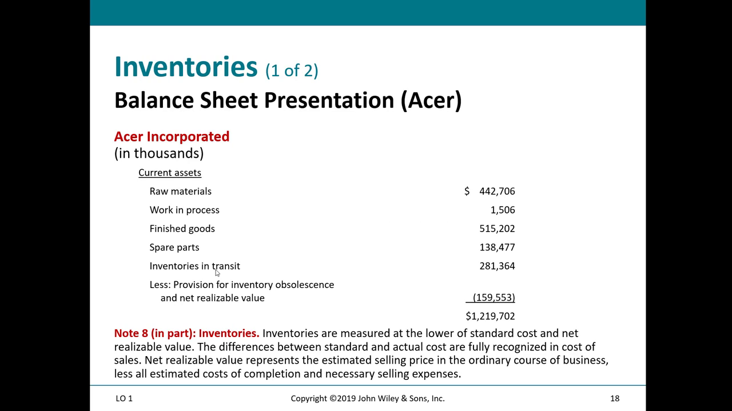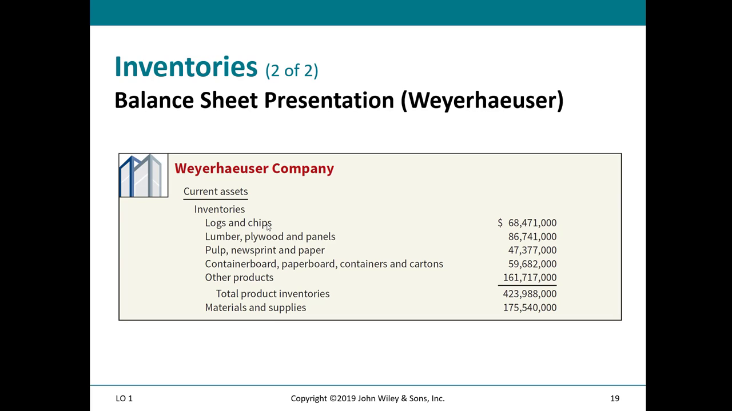Now, if you have several categories of inventory, so a manufacturer would have raw materials, work in process, and finished goods, all of those must be disclosed in notes to the financial statements or on the face of the financial statements themselves, which is a little less common. This is how Weyerhaeuser Company would show their current asset category with their inventories. So you can see all the different categories of inventories.